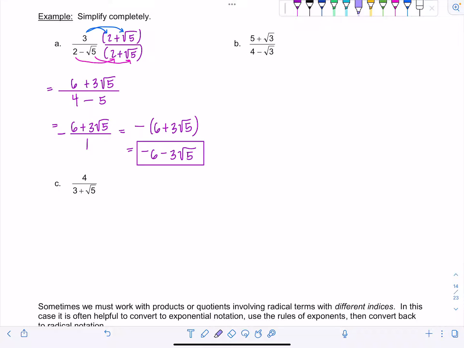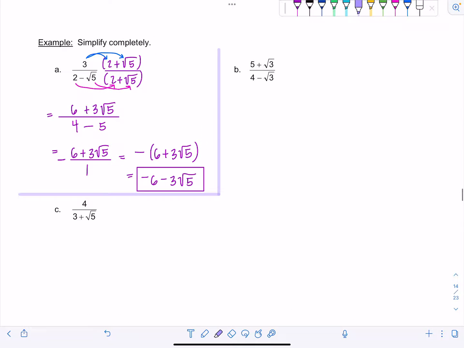This one is a little more spicy. We've got 5 plus rad 3 over 4 minus rad 3. Now remember, when deciding what to multiply by, only look at the denominator because we're rationalizing the denominator. So what's the conjugate of 4 minus rad 3? 4 plus rad 3. Yes, very good. And then you have to multiply by the same thing in the numerator. That way you're just really multiplying by 1, right? If you have the same thing in the top and bottom.